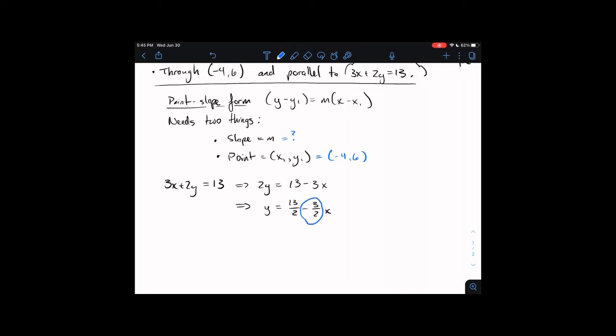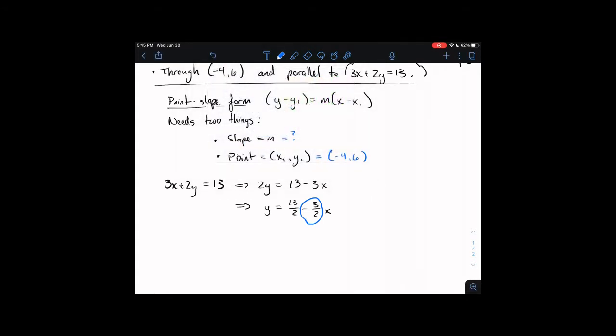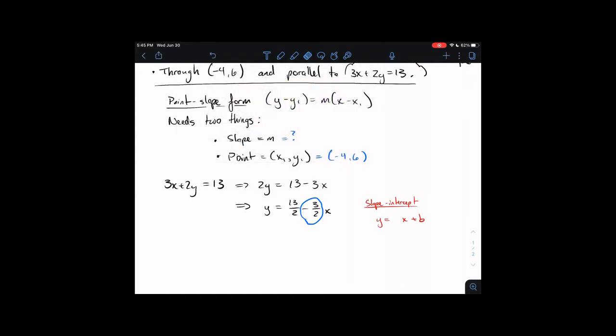This number out in front of x, that's the slope of that line, right? Because remember, slope-intercept form is y equals mx plus b. Only here, whatever term is in front of x, that's the slope. So that's what this is. Okay, so we know that the slope of this line is negative 3 halves. That means the slope of our line is negative 3 halves.